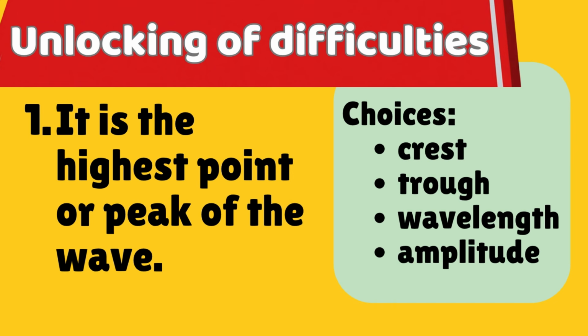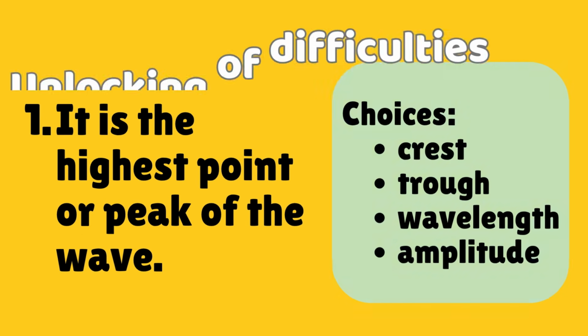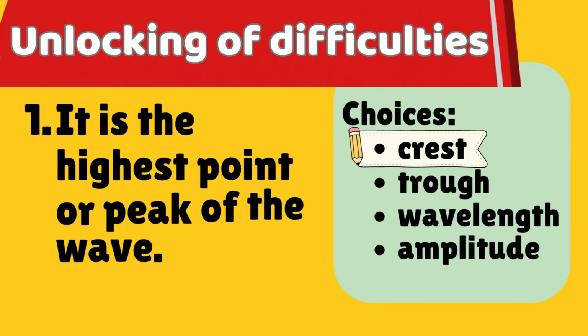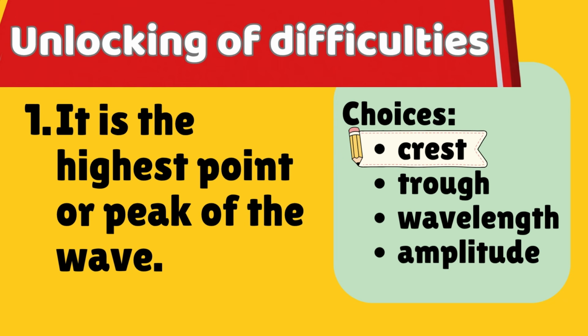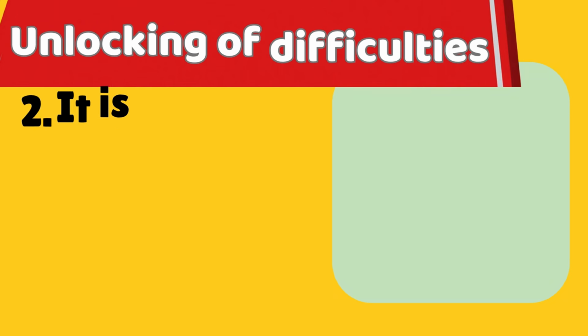This is about the different parts of transverse waves. We have here 4 choices: crest, trough, wavelength, and amplitude. First question, it is the highest point or peak of the wave. So the answer is, it's the crest.